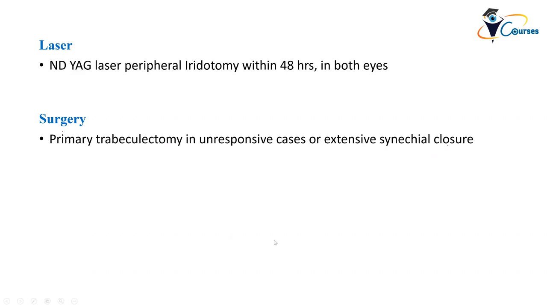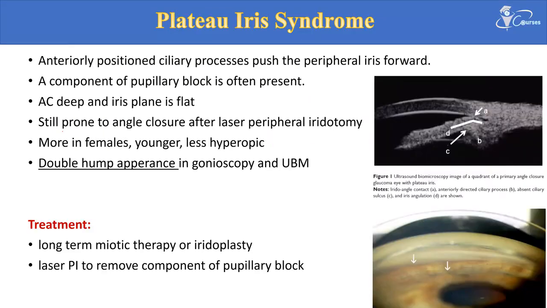Another category of primary diseases, which will mimic primary angle closure glaucoma a little bit and sometimes poses a diagnostic challenge, is called plateau iris syndrome. Plateau iris syndrome is an angle closure glaucoma caused by an anteriorly positioned ciliary body. Here A is referring to the ciliary body, and the ciliary body is pushed forward. So the ciliary body will push the iris, causing closure of the angle.